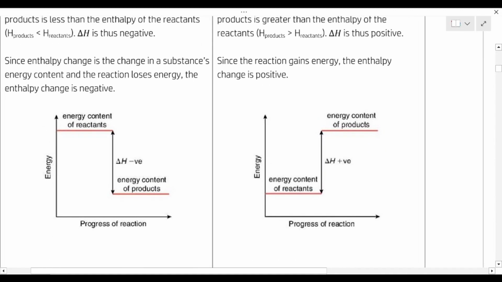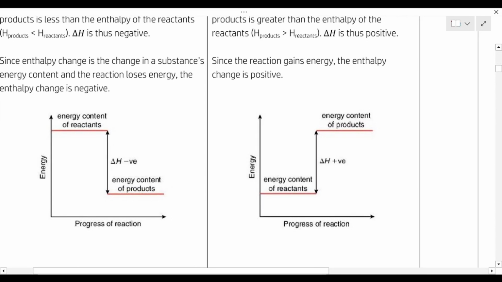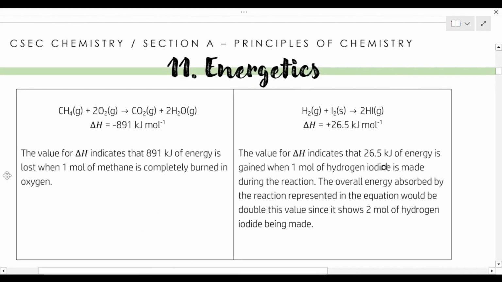So the most important thing you should get from that is that in an exothermic reaction, delta H is negative, and in an endothermic reaction, delta H is positive. For example, the combustion of methane on the left is an exothermic reaction. The value of delta H is negative, and that indicates that 891 kilojoules of energy is lost when 1 mole of methane is completely burned in oxygen.